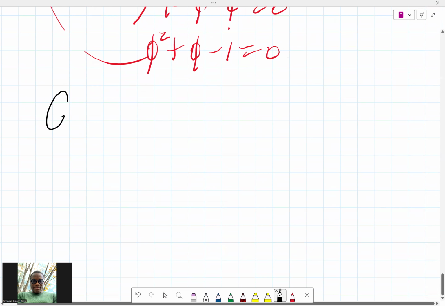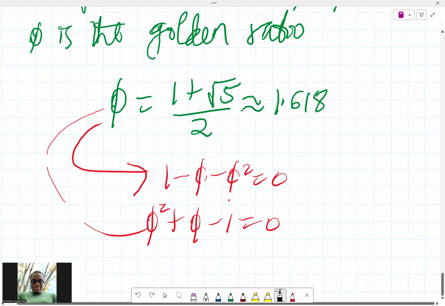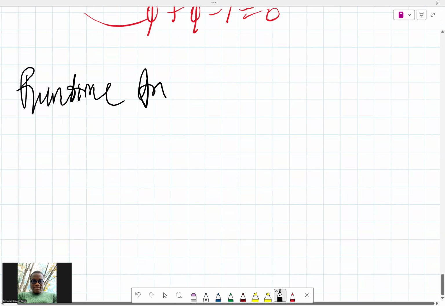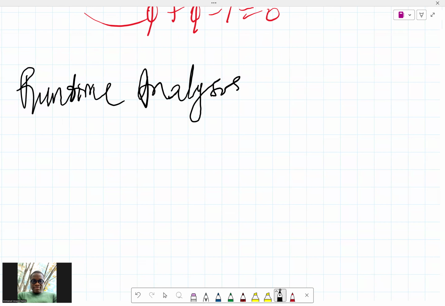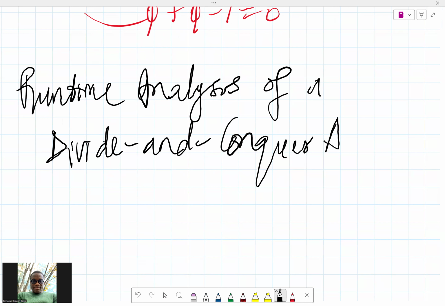So now if you consider, okay, let me write this. Runtime analysis of a divide and conquer algorithm. This is a popular thing in algorithm analysis, divide and conquer algorithm.